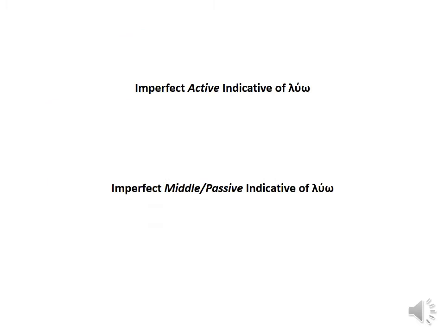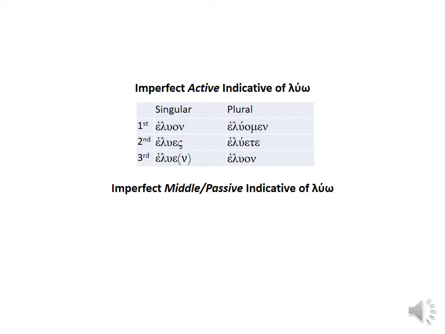So here are the complete conjugations. The imperfect active indicative of luo: eluon, eluες, eluen, eluomen, eluete, eluon. Again, I think it's helpful if you think of the word as consisting of parts. You've got your stem lu, which we got from the first principal part. We added our augment, and then we add our secondary active personal endings separated by connecting vowel.